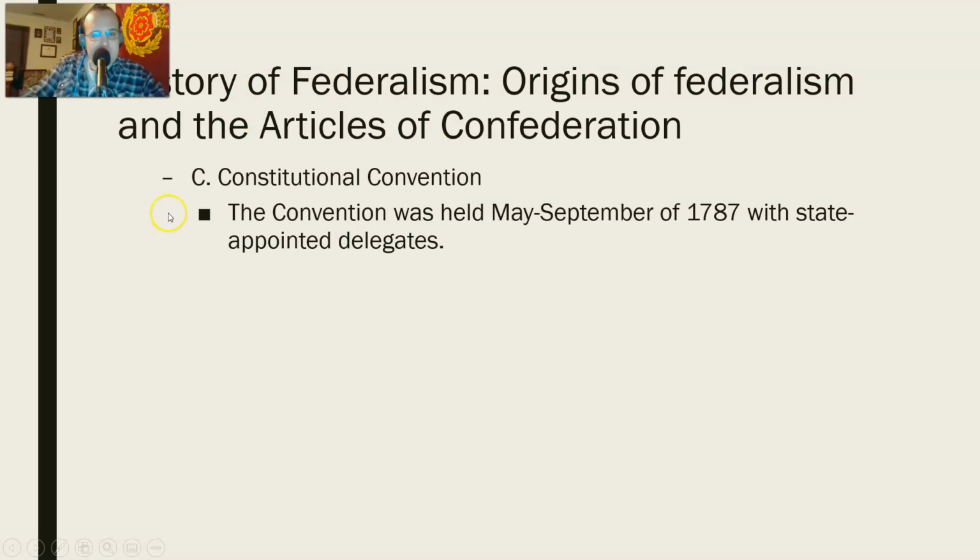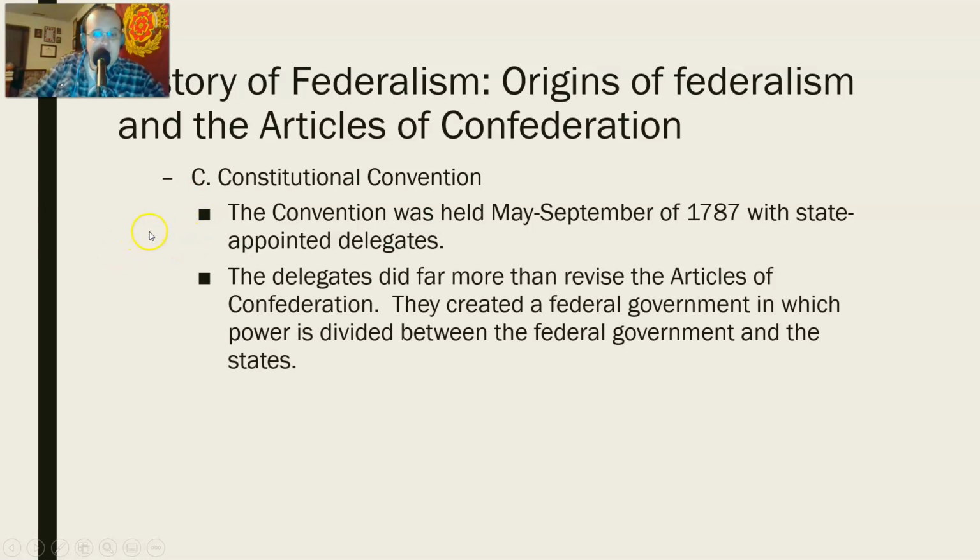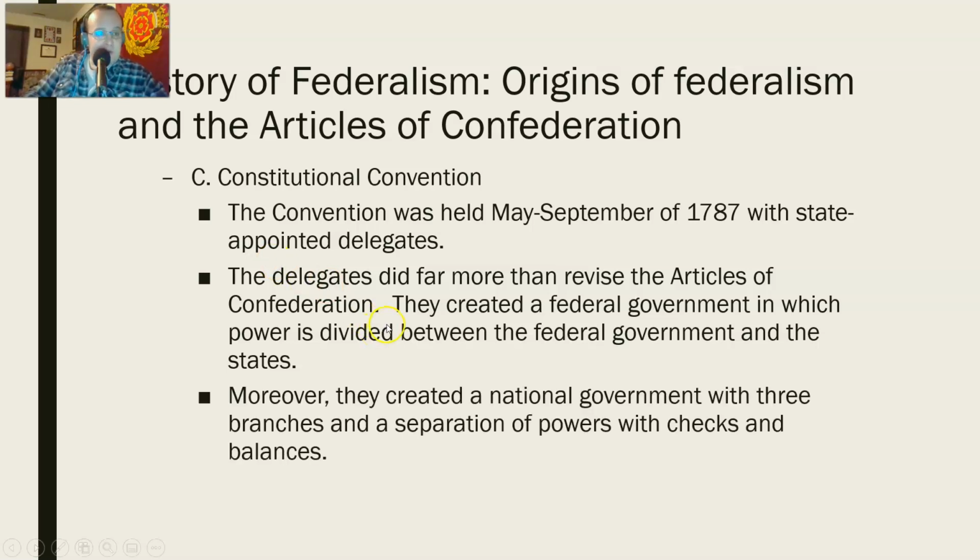So the Constitutional Convention happens from May to September of 1787, and the states all appointed delegates to attend, and they created the federal government that we know today, with the concept of federalism, which we've discussed. Again, if you need to review, go back to part 1, where I cover the different types of systems in some detail. And they create a national government. They have the executive, the judicial, and the legislative branches. There's a separation of power there, certainly, with checks and balances.